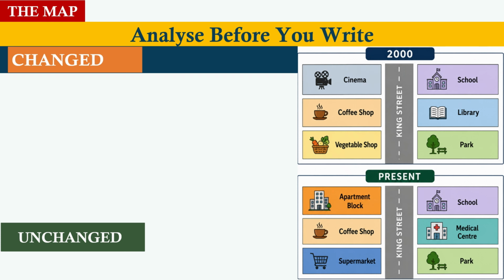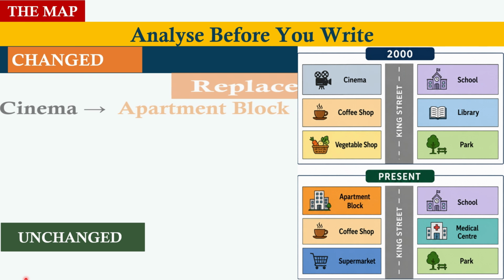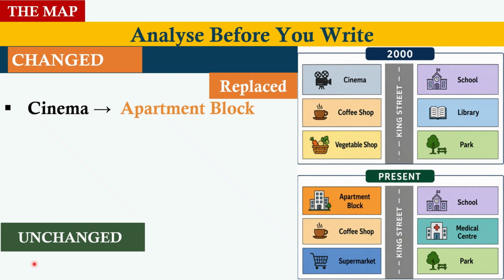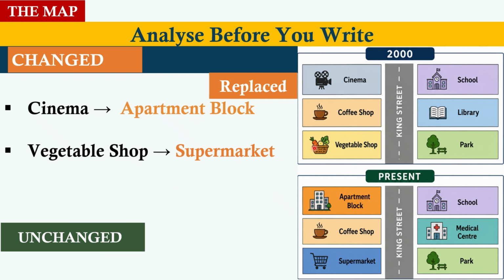They show a town along King Street in 2000 and how it looks today. Before you write anything, always do a quick analysis. On the western side of King Street, there were 2 major changes. The cinema was replaced by an apartment block, and the vegetable shop became a supermarket. The coffee shop, however, remained unchanged.